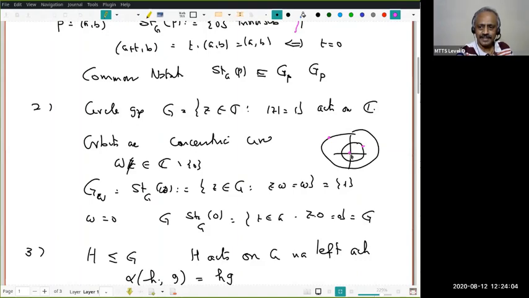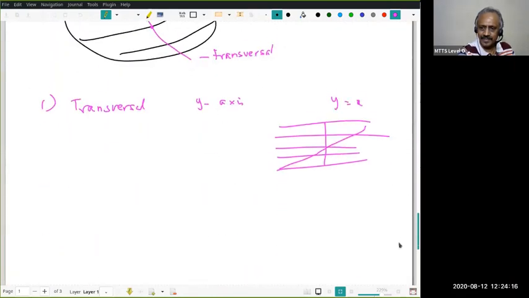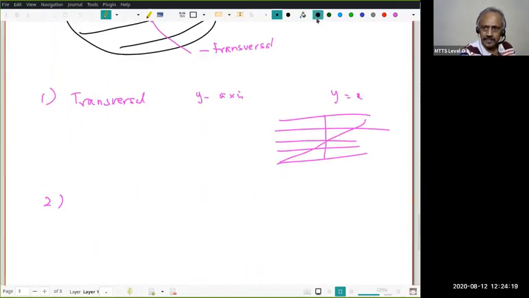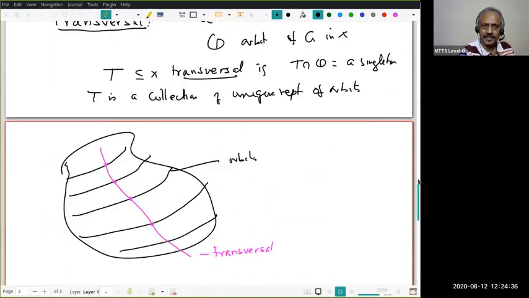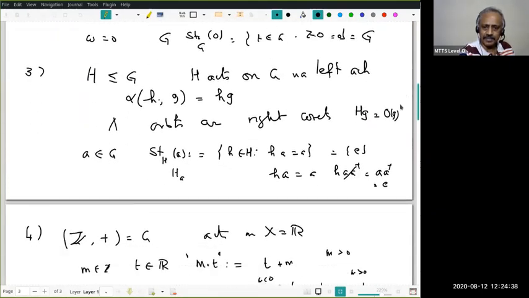Therefore, I can take the transversal to be on the x-axis, the radius. This is the radius, right? So for the second example, I can take the transversal to be 0 to infinity, which corresponds to the radius. This corresponds to the y coordinate of the orbit. You see that there is some geometry.